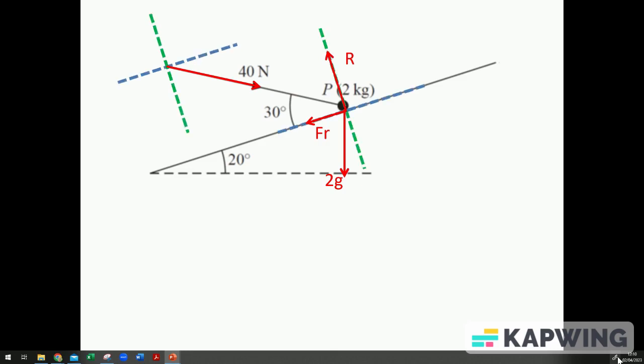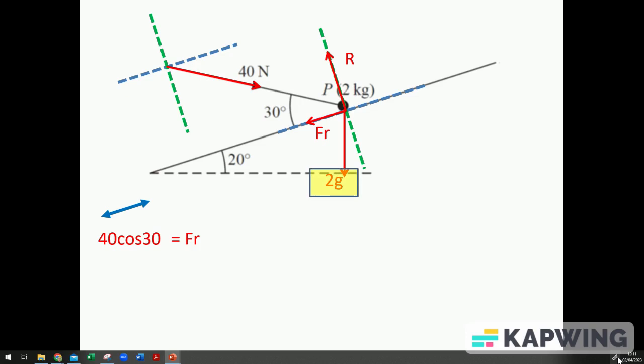So we're going to look at the forces parallel to the plane and perpendicular to the plane. Parallel first. Look at the 40 now. That's trying to push the particle up to the right. I've got to turn it through that angle. That angle's 30 degrees, Z angle, alternate angles if you like. So the component in that direction is 40 cos 30. What else? We've got the friction. That's going directly down the plane, so that's in the opposite direction.